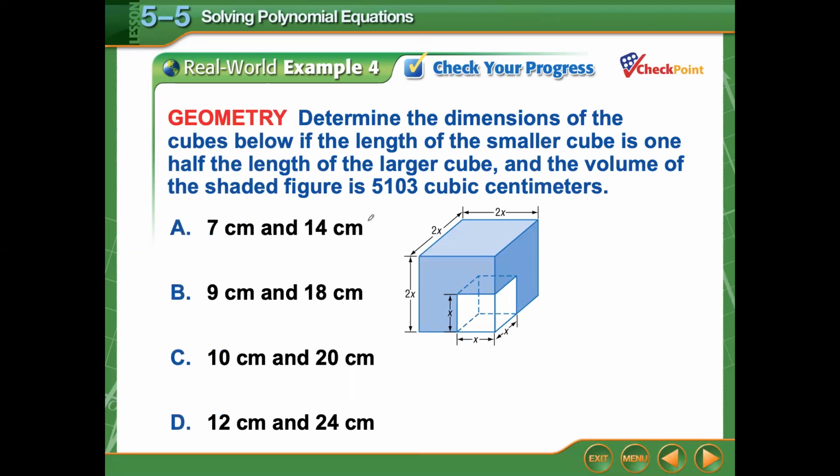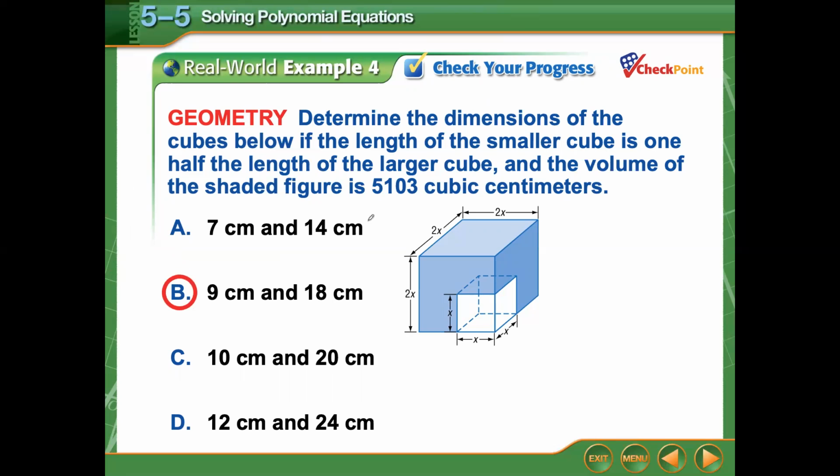You're going to use the same concept here, but the only difference is the cubic centimeters is now 5,103. So go ahead and pause the video, work it out, and unpause when you're ready to move forward. All right, checking your work, you should get 9 and 18.